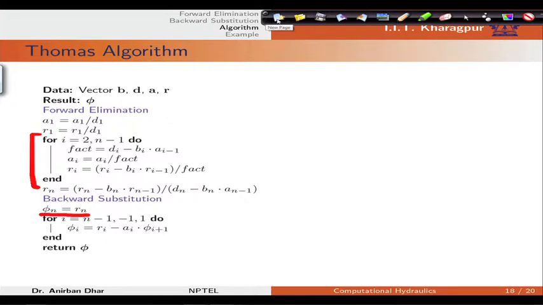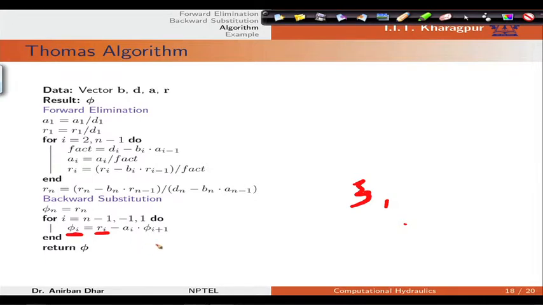So, only one loop is required, not 2 loops, for this one. Similarly, for backward substitution this is clear because the coefficient of phi is 1. So, R 1 minus A 1. So, A 1 is storing the xi 1 2 values.